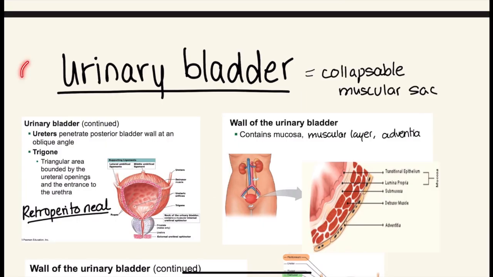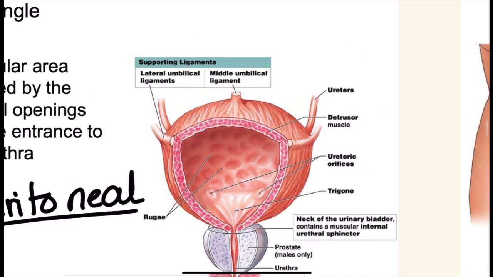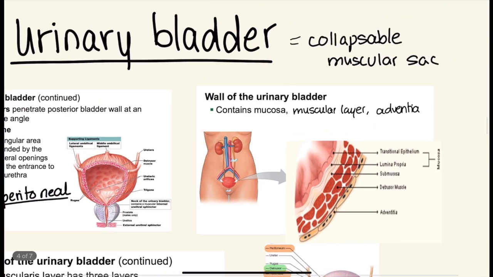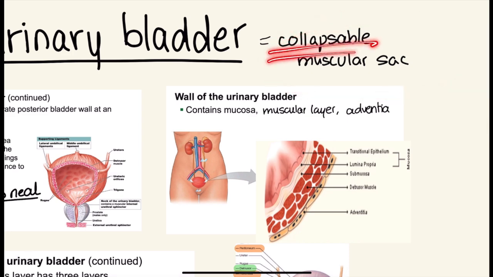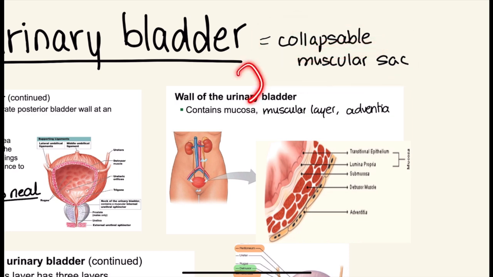Okay, let's do the urinary bladder now. Let's think of the urinary bladder as a balloon. It even looks like a balloon, to be honest, to me. It looks like a balloon and it kind of acts like a balloon. How? If I were to give a very easy definition of the urinary bladder, or basically if your book was able to give it, it can be described as a collapsible and muscular sac. So it would be a sac, just like a balloon, and it's collapsible.